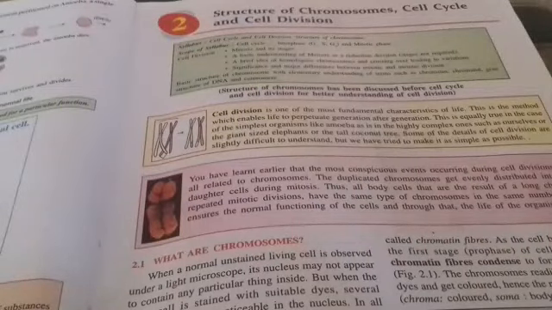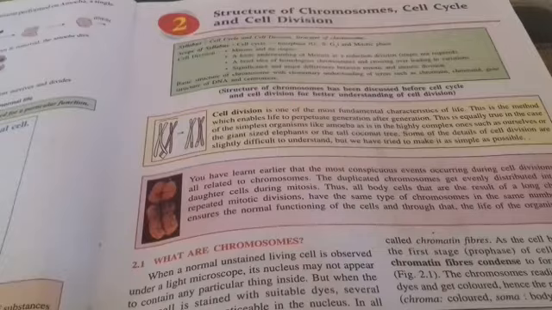Good morning, children. Today we'll start the second chapter, Structure of Chromosomes, Cell Cycle and Cell Division of Biology for Class 10 students. Here we will be discussing the types of cell division, that is mitosis and meiosis, structure of chromosome, need of cell division and so on.